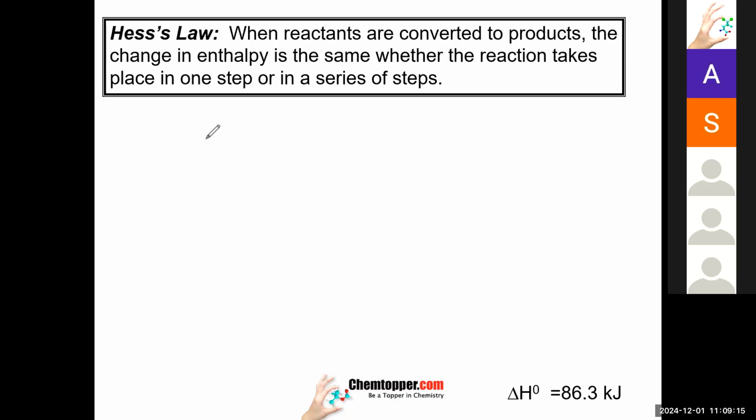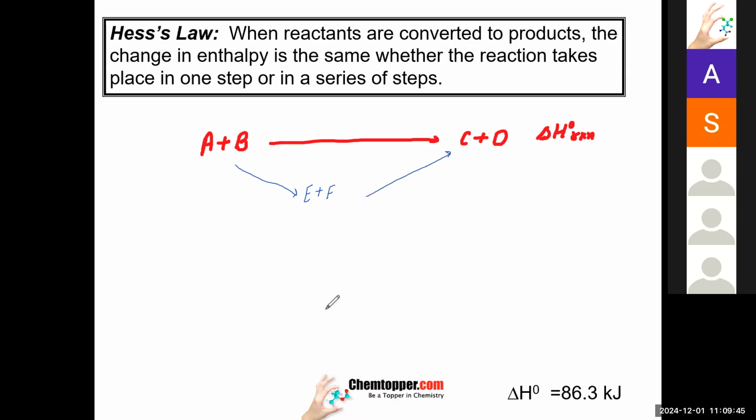Let's say A is reacting with B in a single step, giving you C and D as the products, and delta H of the reaction can be calculated. But other students said, no, I want to convert A and B first into E and F, then into C and D. So the reaction is done by a different path.